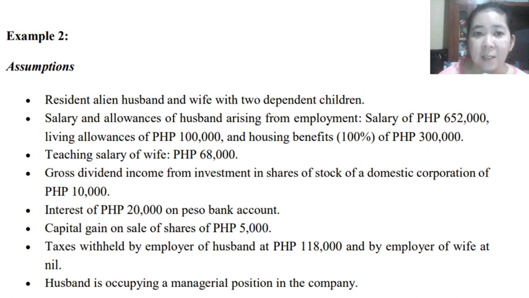Their salary and allowances of husband arising from employment is 652,000. Living allowances 100,000 and housing benefits of 100% of 300,000. Teaching salary of wife is 68,000. Gross dividend income from investment in shares of stock of a domestic corporation of 10,000 pesos. Interest of 20,000 on peso bank account. Capital gain on sale of shares of 5,000. Tax withheld by employer of husband at 118,000 and by employer of wife at 0.